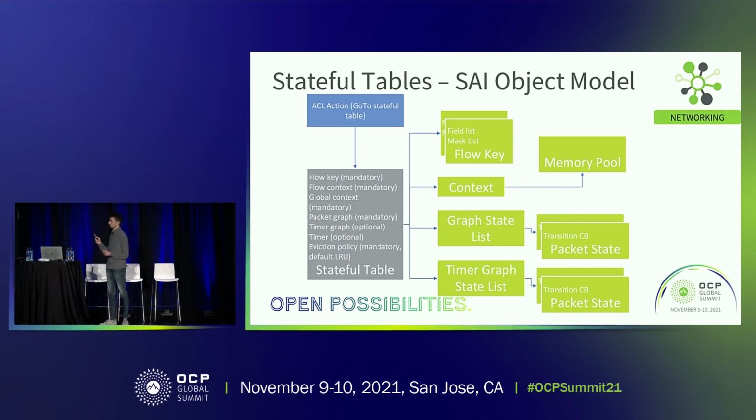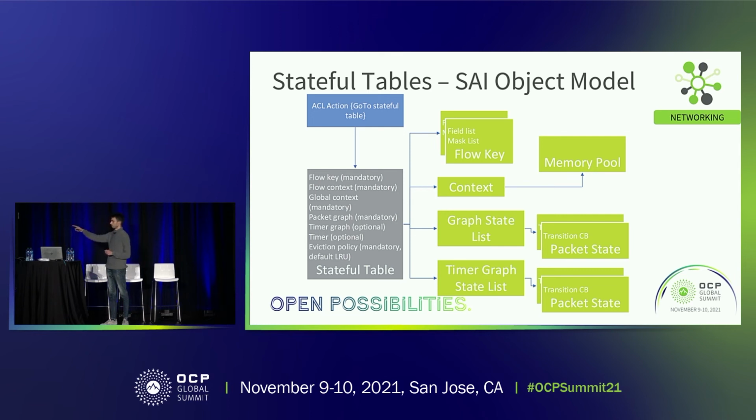So let's start with the first thing. How do we reach our table? So there is no notion of a stateful table in the SAI behavioral model today. We need to somehow point to it. So probably the first thing that we will try to do is to go to that stateful table from the regular ACL table. Like a simple example: the ACL table looks if it's a TCP packet. If so, then go to my connection tracking table.